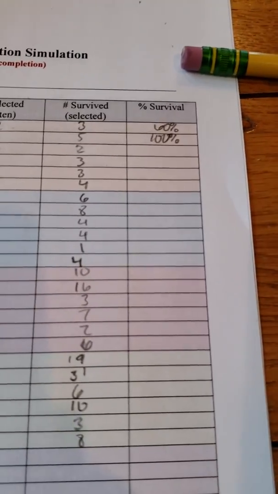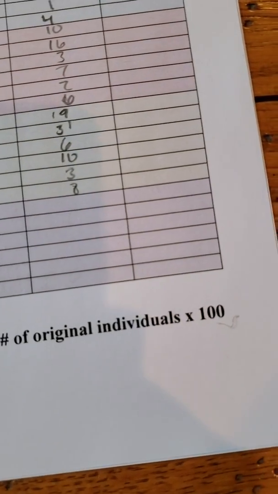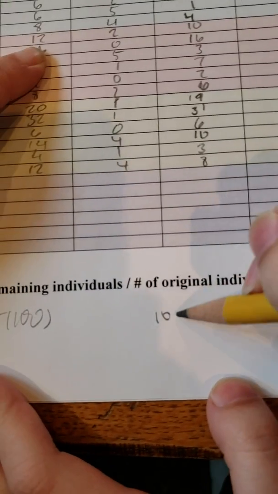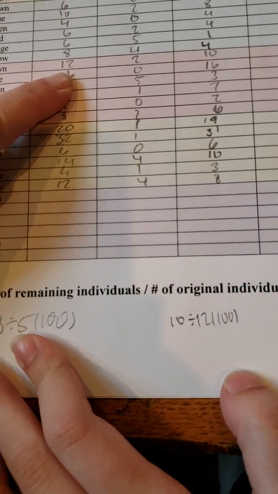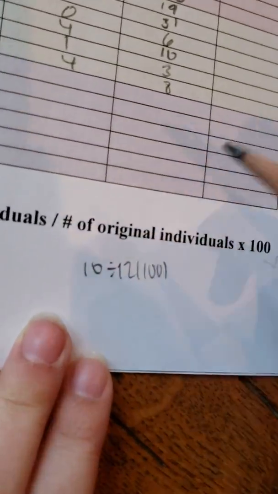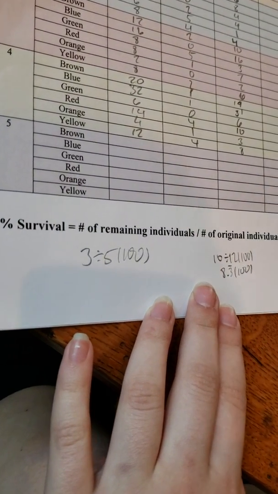So do a few of them, and then I will do them down here on paper. Let's do a harder one. Let's do this one down here, the 3rd generation brown. Okay, so it's the number remaining, so 10 divided by the number original, which is 12, times 100. 8 with the repeating. So just say 8.3 is fine.